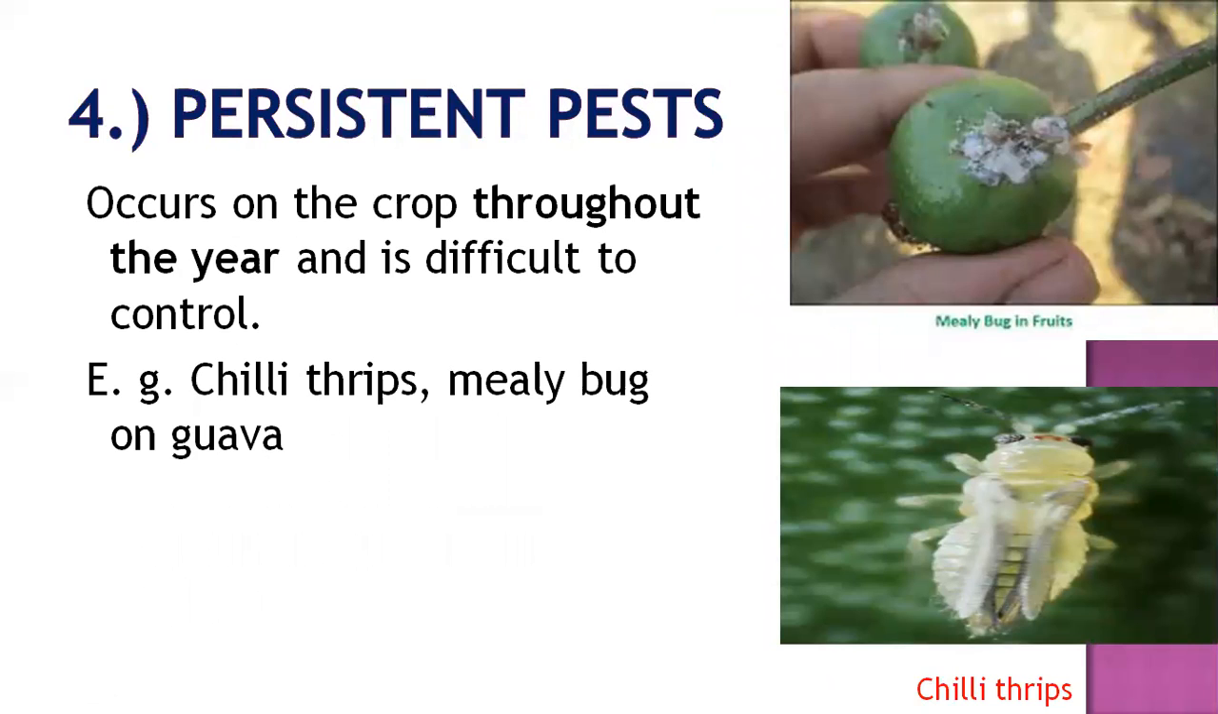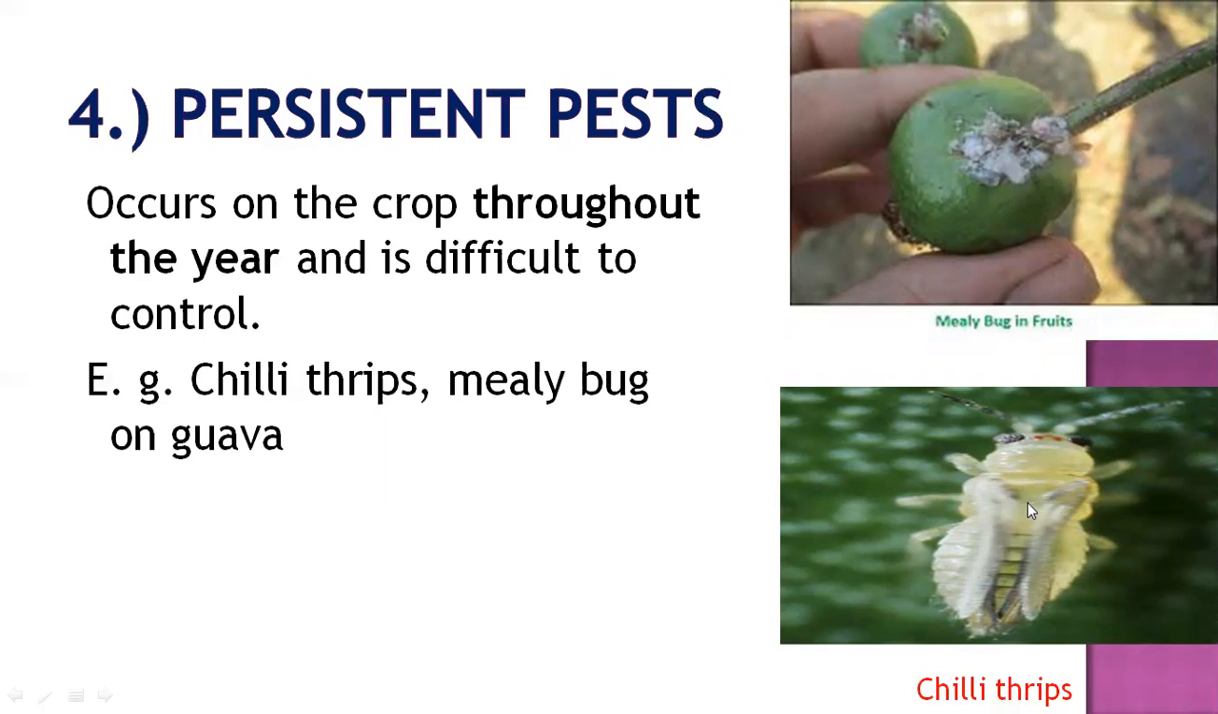On the basis of occurrence, the fourth one is the persistent pest. Persistent means what? The pest that occurs in a field throughout the year. It is difficult to control, and it is present almost throughout the year. For example, on guava fruit, the white cushiony small insect that sticks to the fruits, a sap sucker known as mealybug on guava.